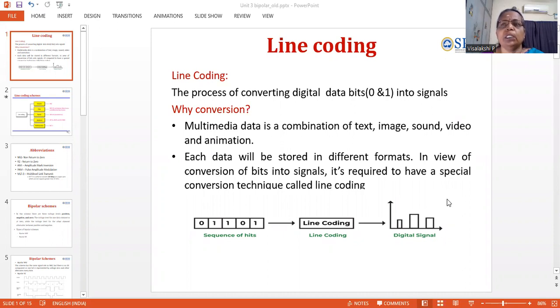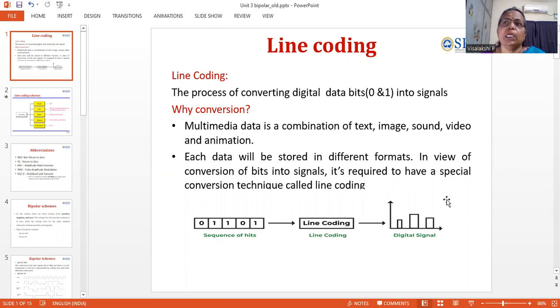more than one data format to be transmitted, we need to convert it into signals. For that, we need a special procedure or special coding technique called line coding. Let us take multimedia data. Basically it is a combination of text, images, sound, video, and animation. Each one is different. It will be stored in a different format.